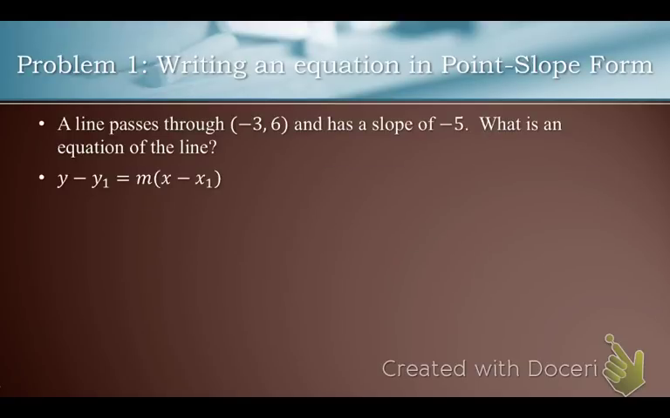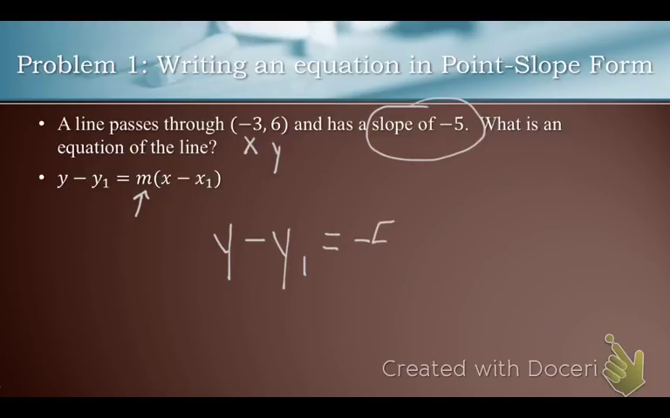So like I said, let's take a look at how this works. A line passes through (negative 3, 6) and has a slope of negative 5. What is an equation of the line? Now, I know that in an ordered pair, the first value is x and the second value is y, so I'm going to keep that in my mind. And here's my slope right here. Well, I know that slope is going to go in for m. So y minus y1 equals negative 5 times x minus x1.